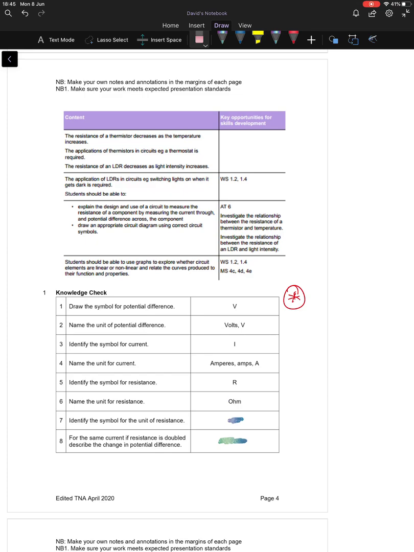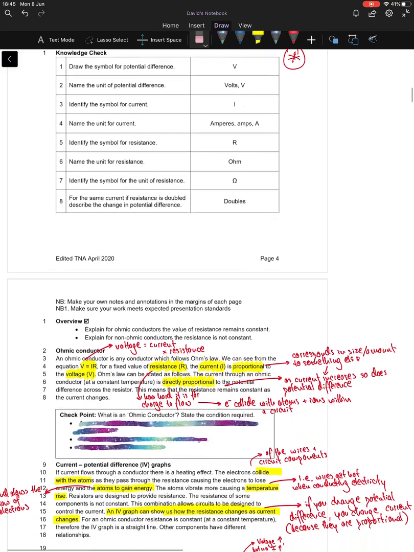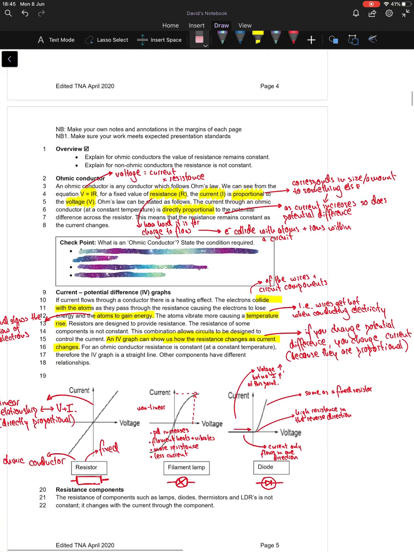Identify the symbol for resistance, R. Identify the unit for resistance, ohm. Identify the symbol for the unit of resistance, upside down horseshoe. For the same current, if the resistance is doubled, describe the change in potential difference. It's also doubled. The relationship is proportional, or directly proportional even.